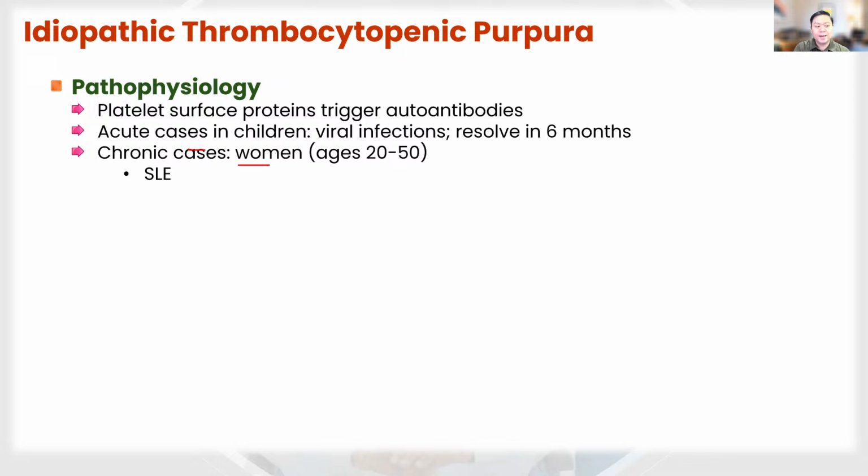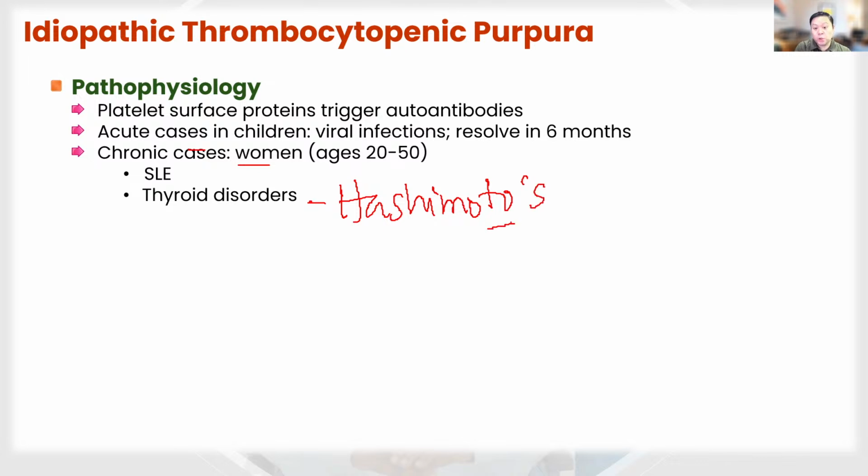All right. Now, another problem that is associated with ITP is thyroid disorders, either hypothyroidism or hyperthyroidism. This can also influence the immune system. In the autoimmune type of thyroid disorders, this is commonly referred to as Hashimoto's, right? So this is an autoimmune type of thyroid problem. The immune response here can target the platelets.